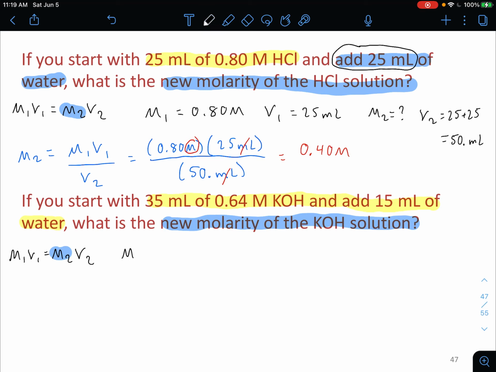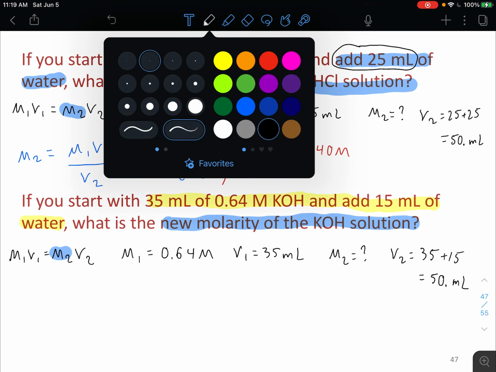And in this case, what do we know? M1 is 0.64 molar. V1 is 35 milliliters. M2 is what we're solving for, and V2 is the original 35 plus the 15 that we add. So again, 50 milliliters.